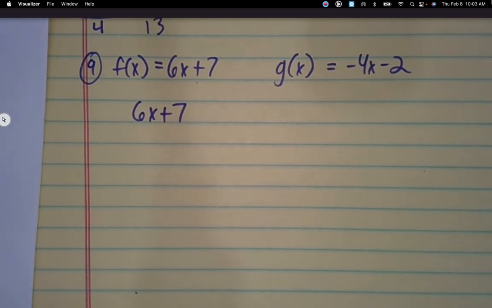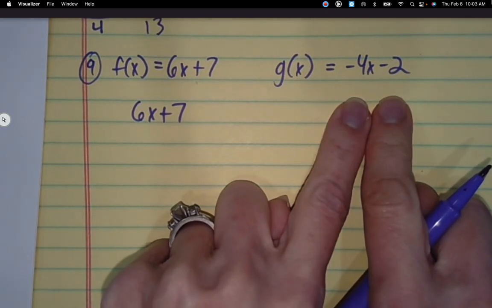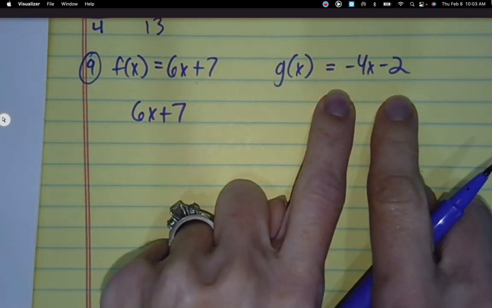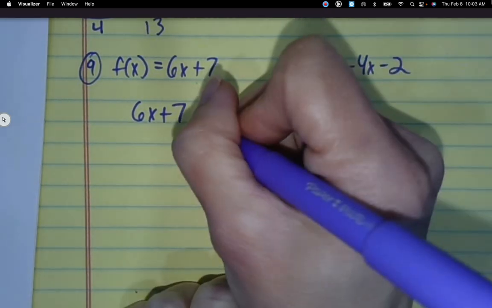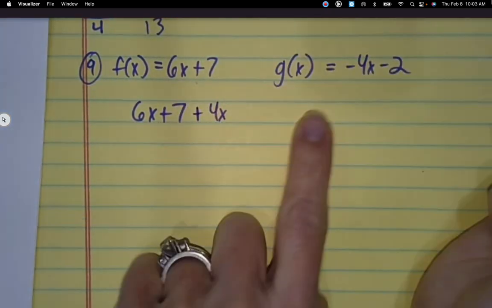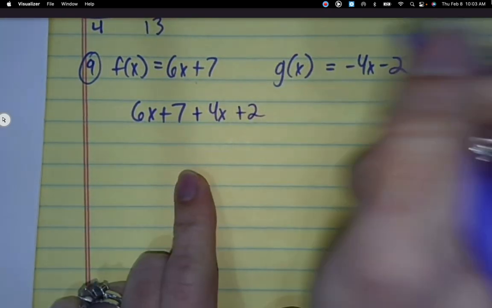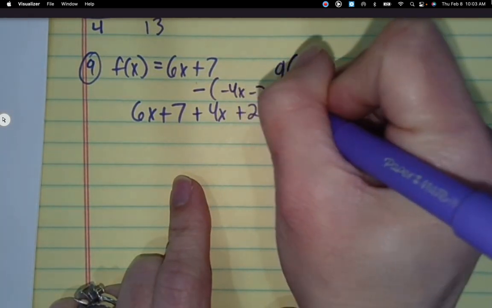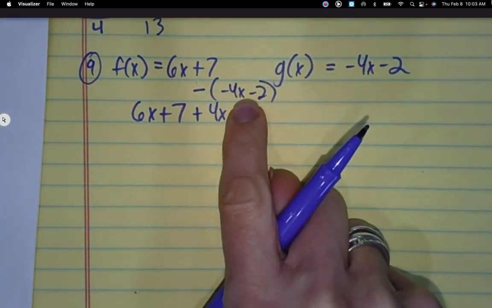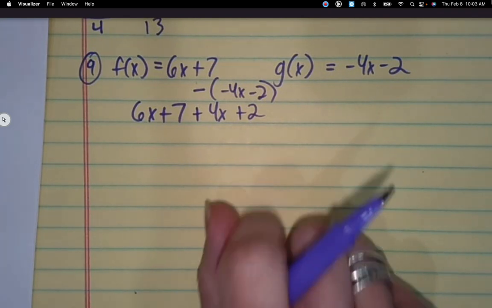Now, if I'm subtracting all of this, what does it do to both of those things? If I minus a negative, it changes it, right? So instead of writing minus 4x, what do I write? Plus. And instead of minus 2, what do I write? So again, what we've done is this right here. I'm subtracting all of that, so what does it do to both of those signs? It changed them to positive.